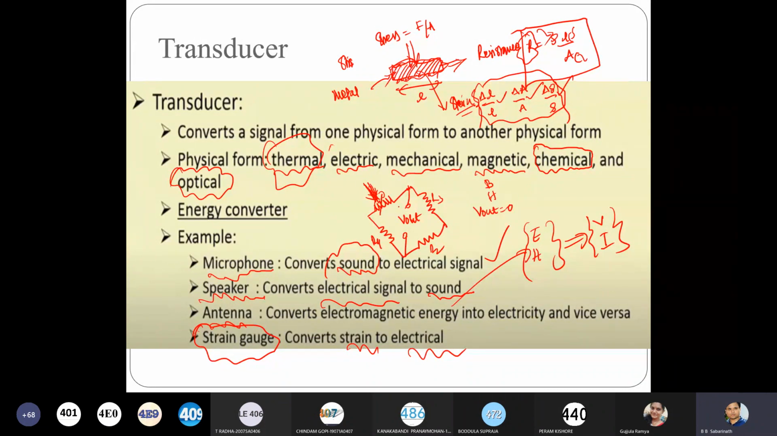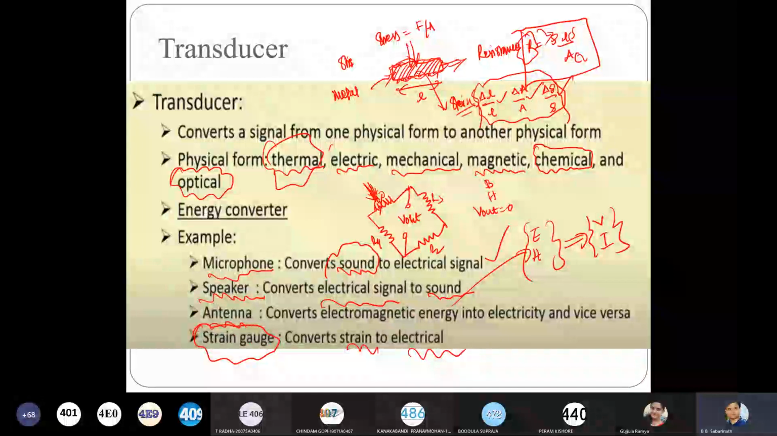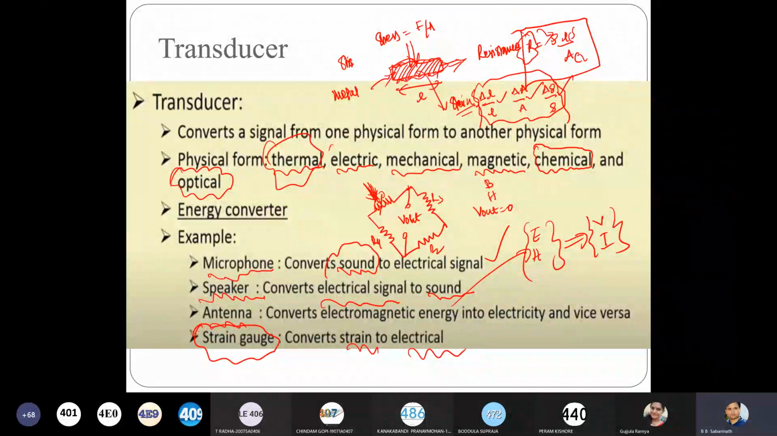If I apply the stress, the resistance varies. Because the resistance varies, the bridge becomes unbalanced, so I get some voltage, maybe some 3 millivolts, whatever it may be, based on the stress applied. So a physical parameter, the stress, I get in the form of voltage. This is the principle behind the strain gauge.